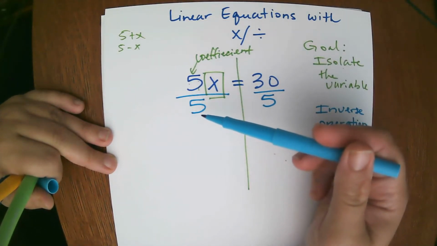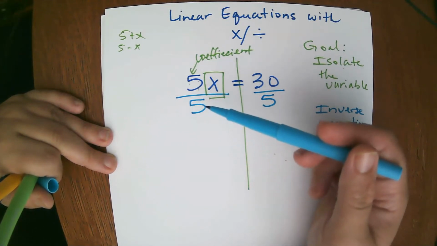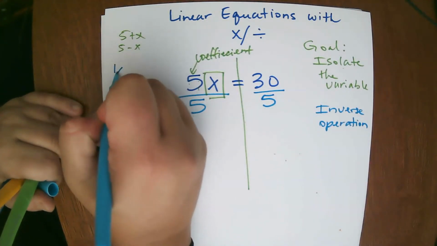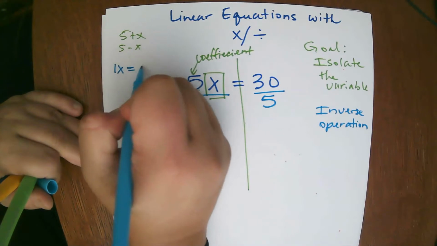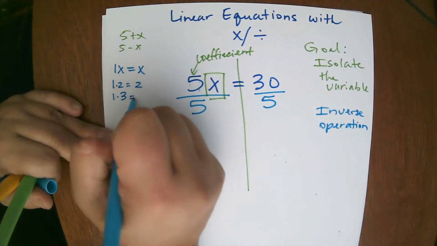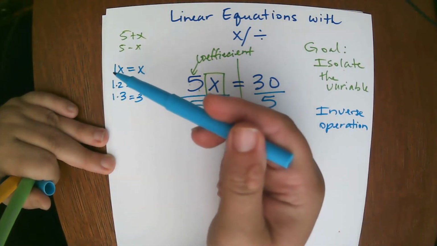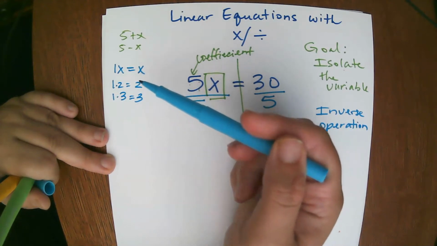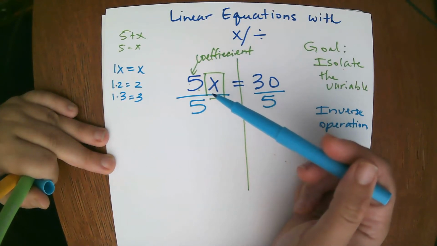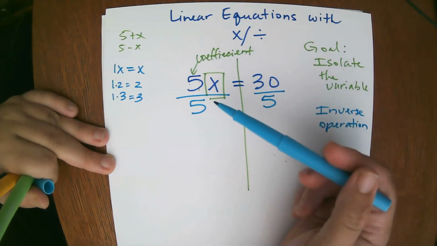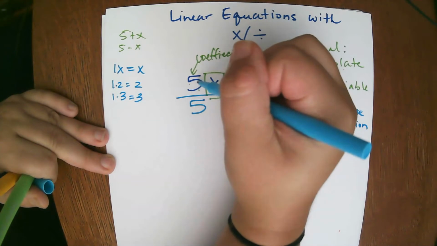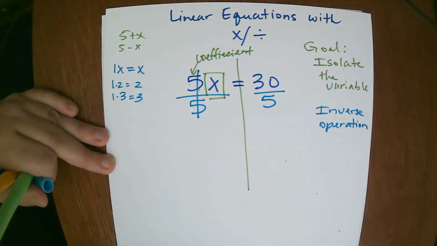So now what happens here? Well, what's 5 divided by 5? That's 1. Well, you might say x is not isolated, there's a 1 there. But what happens if I multiply anything times 1? It just remains itself. 1 times 2 is 2, 1 times 3 is 3. So when you multiply something by 1, nothing happens to that number or that variable. Do you think x cares that there's a 1 next to it being multiplied by it? No, it makes no difference to x. So 1 is okay.